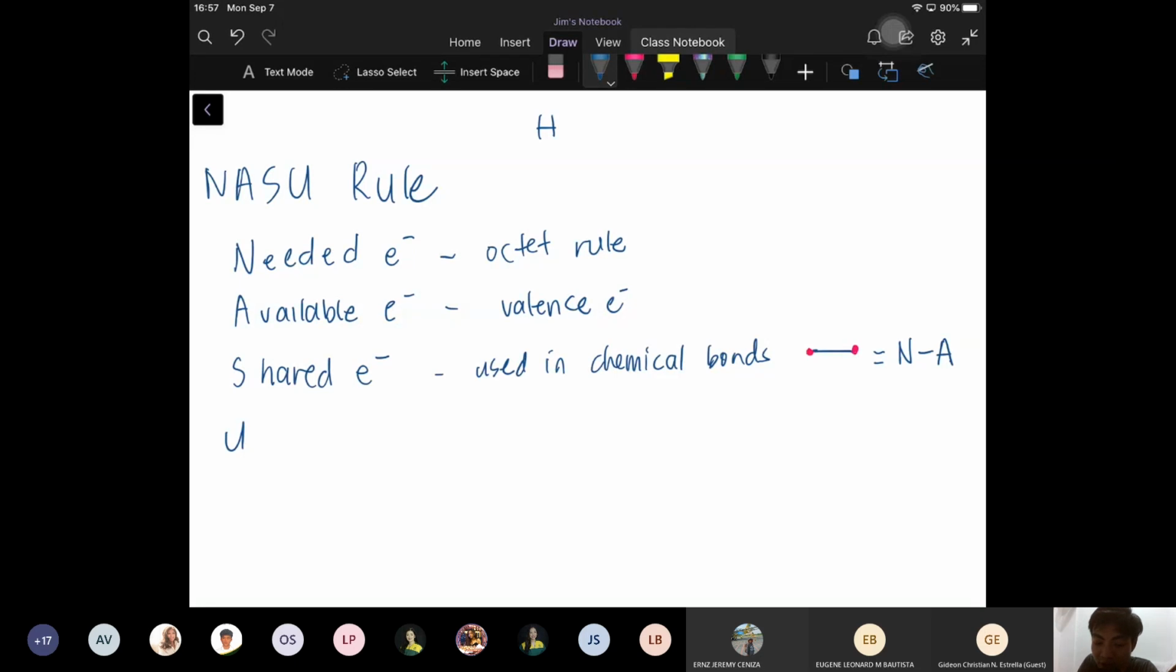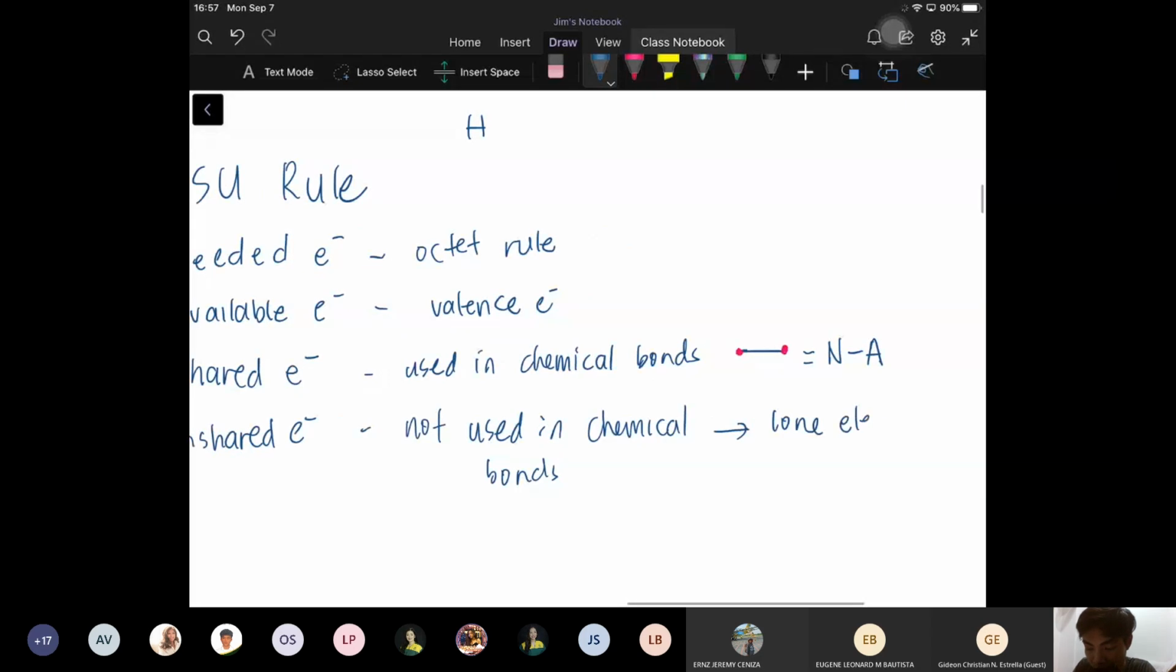So U is unshared electrons. So when we say unshared electrons, these are the electrons that do not participate in chemical bonds. Yung shared, siya yung ginagamit for bonding. Unshared, yung hindi ginagamit sa bonding. You can see that as lone pairs, di ba? Not used in chemical bonds, no? And they are used as lone electrons, no? Lone electrons, yan. They are lone electrons or lone pairs, no?